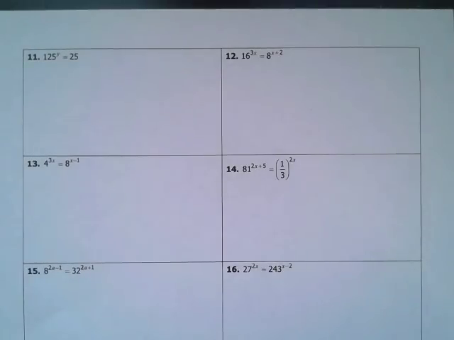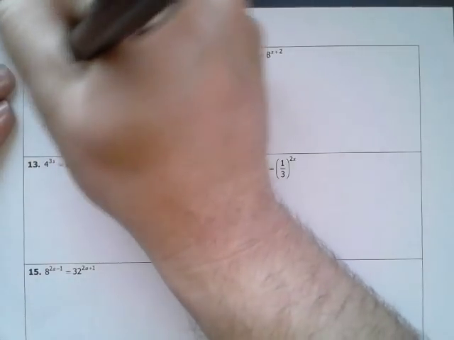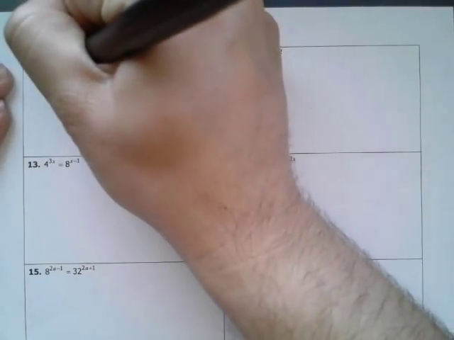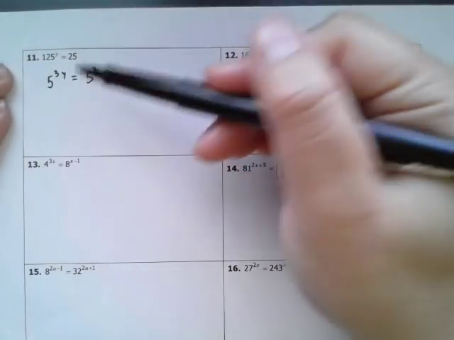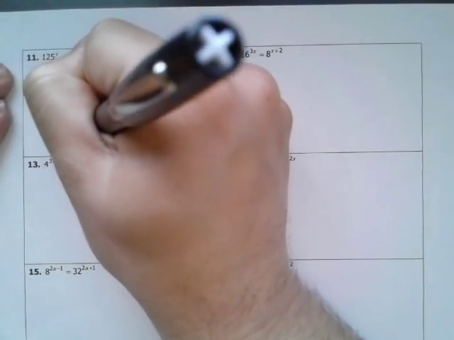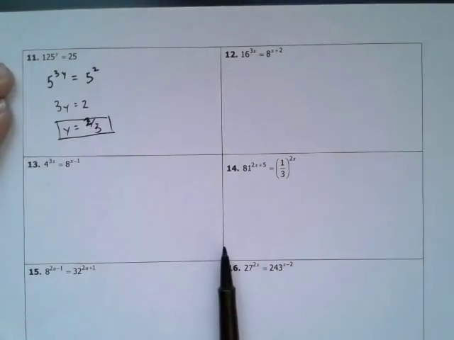Number 11, I have 125 to the y is equal to 25. So in this particular one, I'm going to have to rewrite both the left and right side. 125 to the y, I can rewrite this as 5 to the 3rd, because 5 to the 3rd is 125. And then I still have the y there. Then I can rewrite 25 as 5 squared. Now I have the common base, so I have that 3y is equal to 2. So then y is equal to 2/3. Whoops, I went through the value there. y is equal to 2/3.